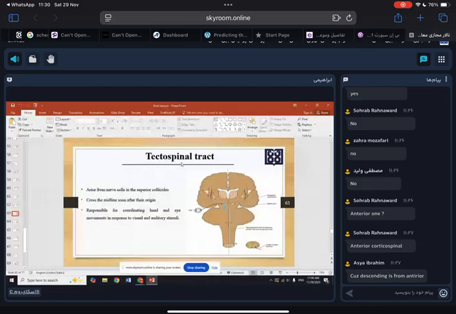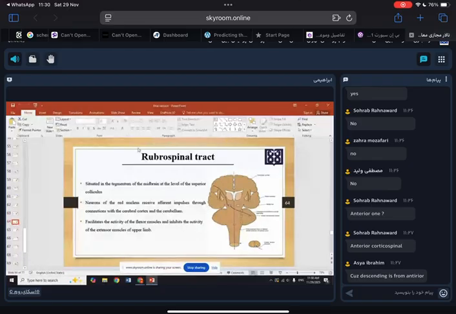The next one, tectospinal. I told you about the example. Suddenly someone touches you, for example, in the dark, and you start to fear and you start to rotate the head and neck and send the answers. This one is tectospinal, in reverse to spinotectal.